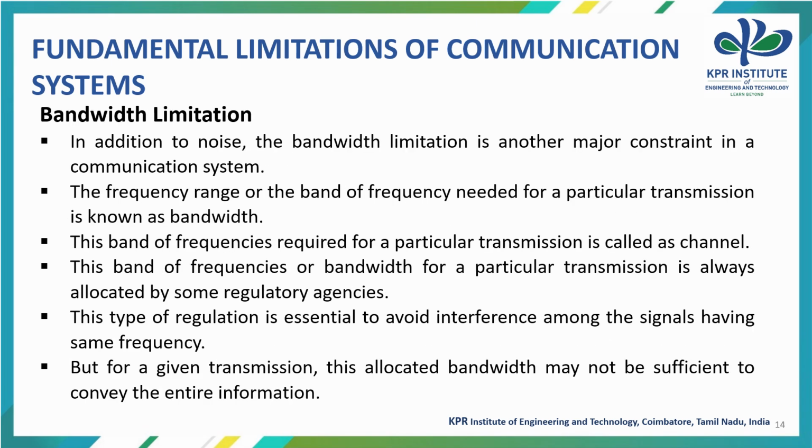Next, we will discuss bandwidth limitation. In addition to noise, the bandwidth limitation is another major constraint in any communication system. The frequency range or band of frequencies needed for a particular transmission is called bandwidth. This band of frequencies required for a particular transmission is called a channel. This band of frequencies or bandwidth for a particular transmission is always allocated by some regulatory agencies. This type of regulation is essential to avoid interference among the signals having the same frequency.